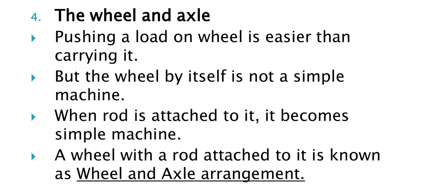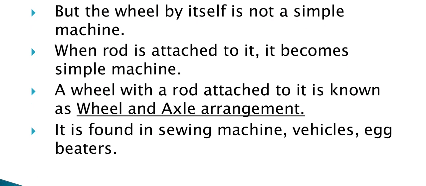A wheel with a rod attached to it is known as a wheel and axle arrangement. See this underlined highlighted word. What is the meaning of wheel and axle arrangement? A wheel alone is not a simple machine, but a wheel with a rod is. See this bicycle, the wheel is there, but with that a rod is also there.